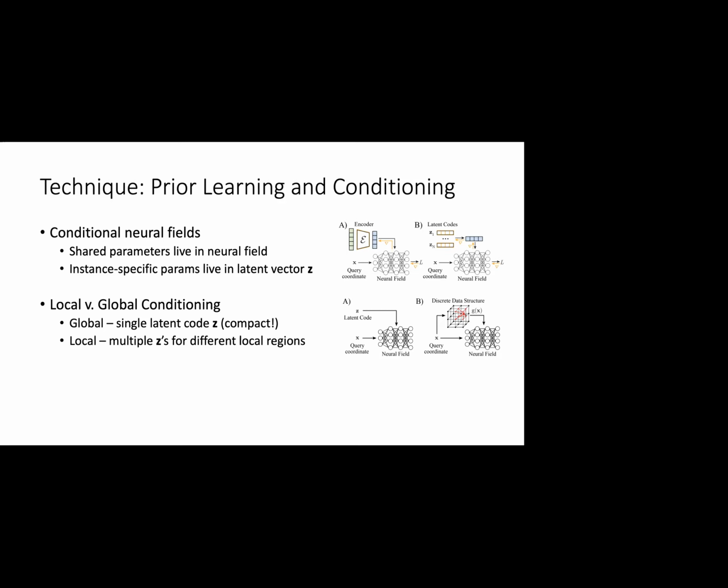You can also combine this. So some parts of your latent code can be global, some parts can be local. It can be local in different ways, representing different aspects of your system. There's a lot of flexibility.